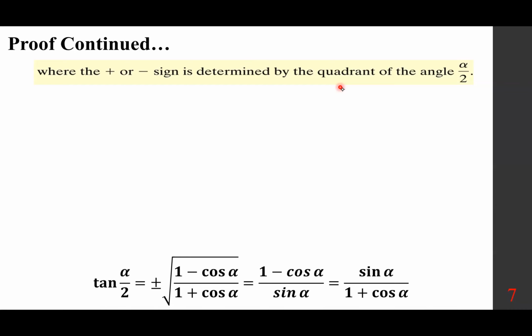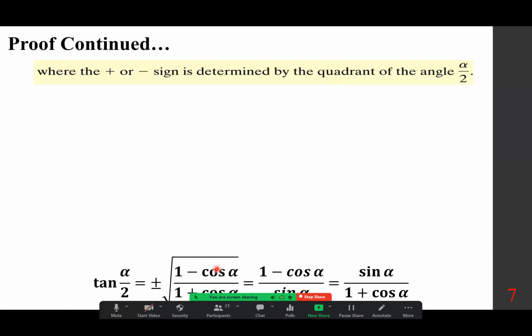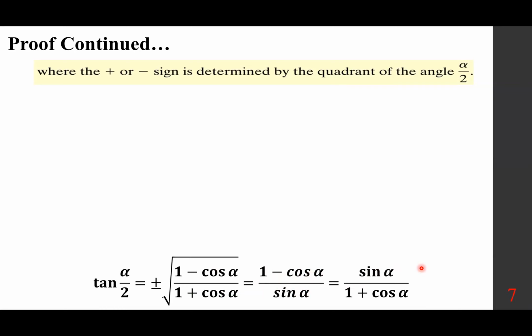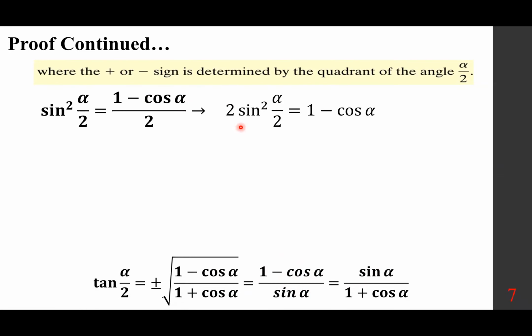Well, tan of alpha over 2, if you look at the previous page, we had this. And we say it's also equal to 1 minus cosine alpha over sine alpha, also sine alpha over 1 plus cosine alpha. Let's quickly show that. Sine squared is 1 minus cosine alpha over 2. So if we multiply both sides by 2, we get rid of the fraction.